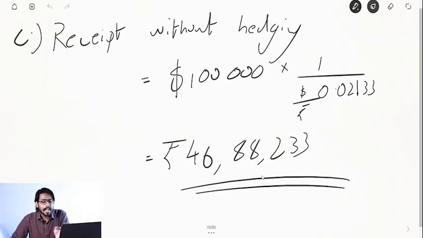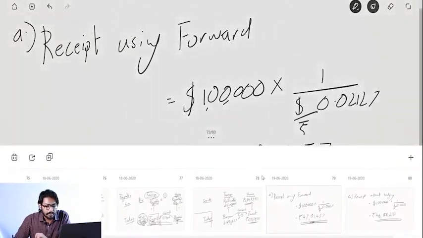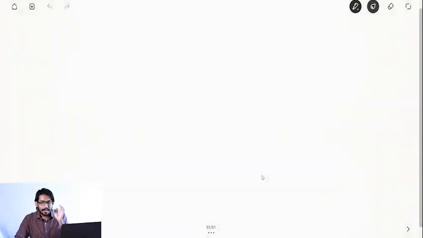Clearly, amongst the two, forward is better. Now, let us look at part B. Please put your pens down, pay very close attention. After I have completed, you can write. Pay very close attention.